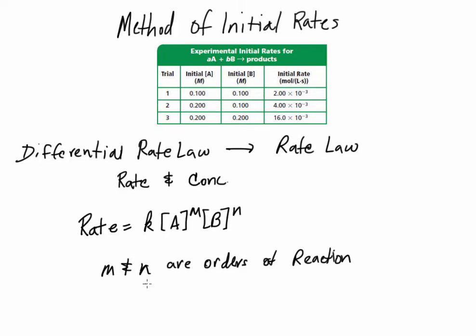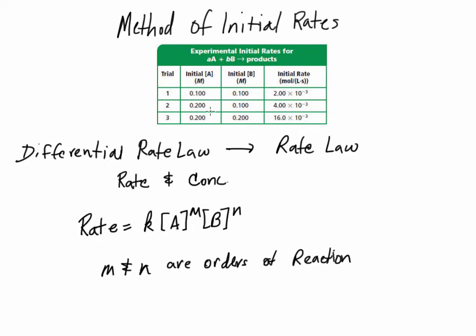What it simply means is, how does A change the rate? Will it not change it at all, and be a zero order reaction? If I double the concentration, will the rate double? If I triple the concentration and the rate triples, then it's first order. If I double the concentration and the rate quadruples, then I know it's second order. So that's what I'm looking for: how does a change in concentration affect the rate?